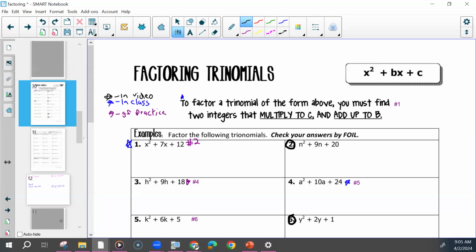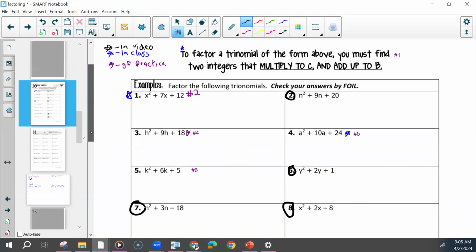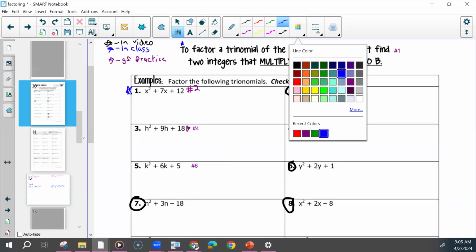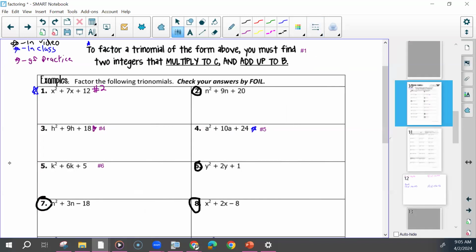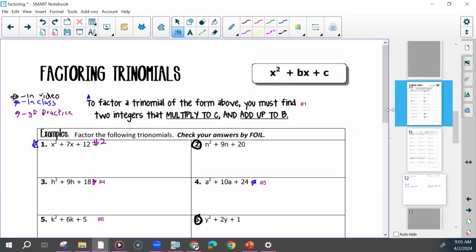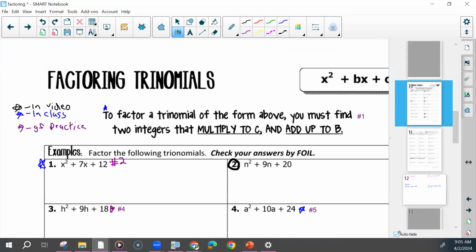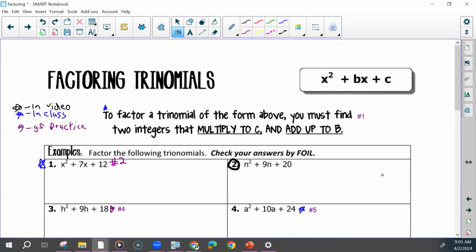So with this, I'm going to talk through the rule first, and then we're going to practice some of these. So when you have a trinomial, there's an invisible a value in front of x squared. If your a value is 1, then this method works. We're going to look for two numbers that multiply to be C and add to be B.